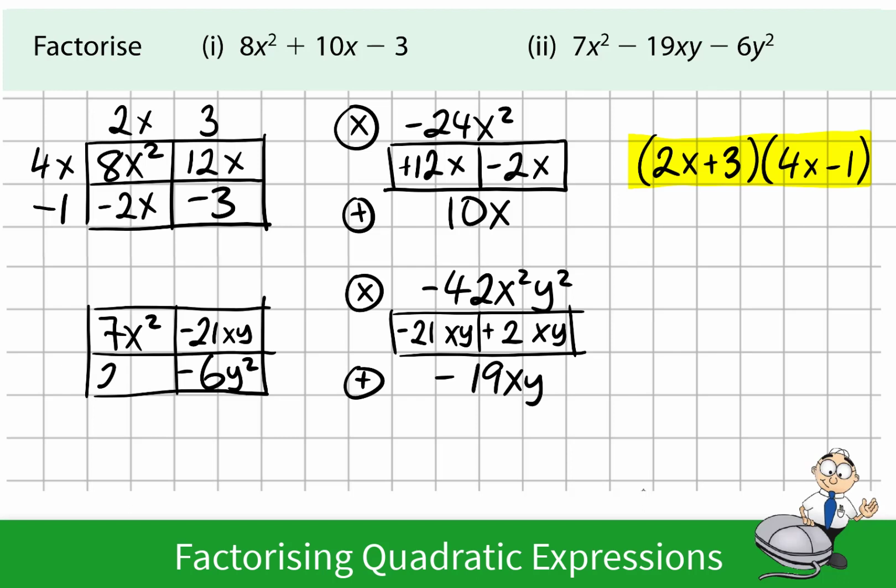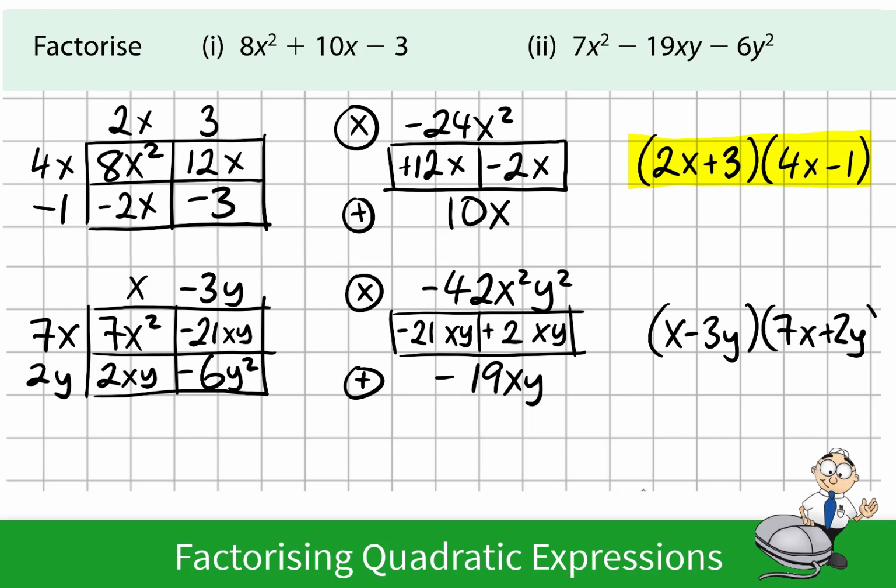It makes no difference where we place each factor into the grid. Looking along the top row of the grid, we see the highest common factor is 7x. 7x by x gives us 7x squared. 7x by negative 3y gives us negative 21xy. And negative 3y multiplied by 2y gives us negative 6y squared. Also 2y by x gives us 2xy. So we write out our factors as x minus 3y by 7x plus 2y.